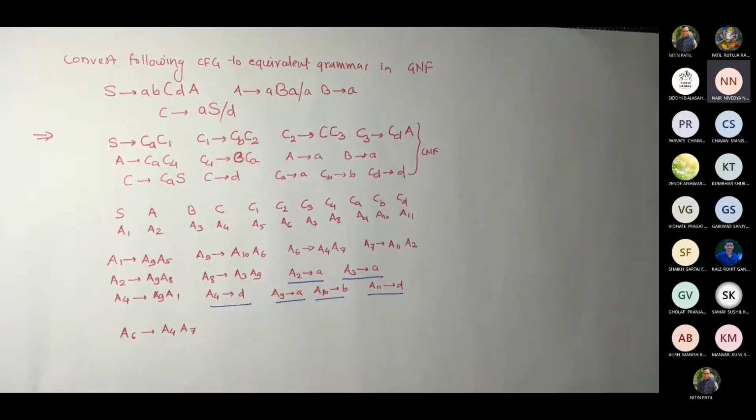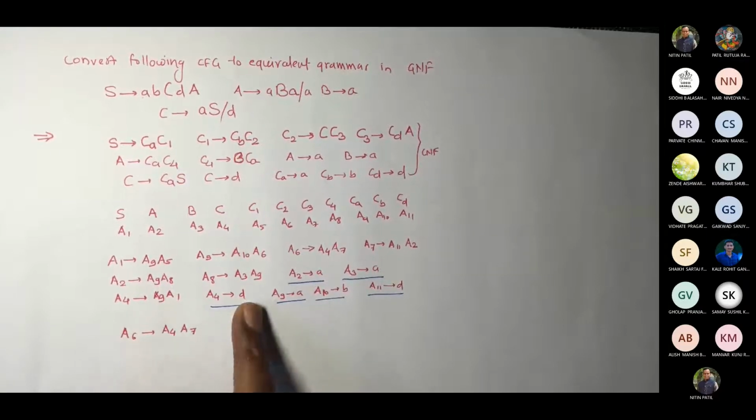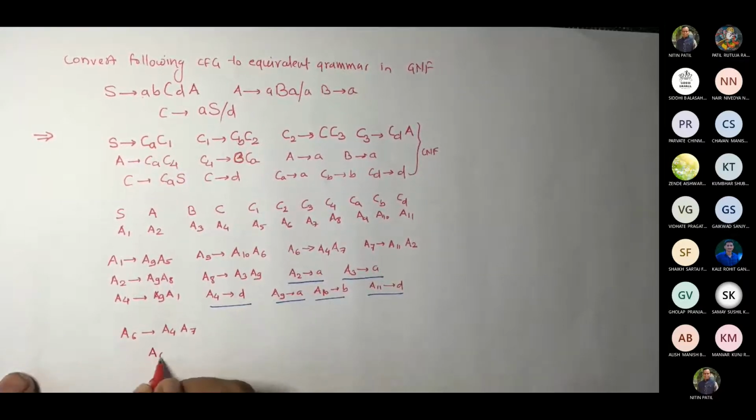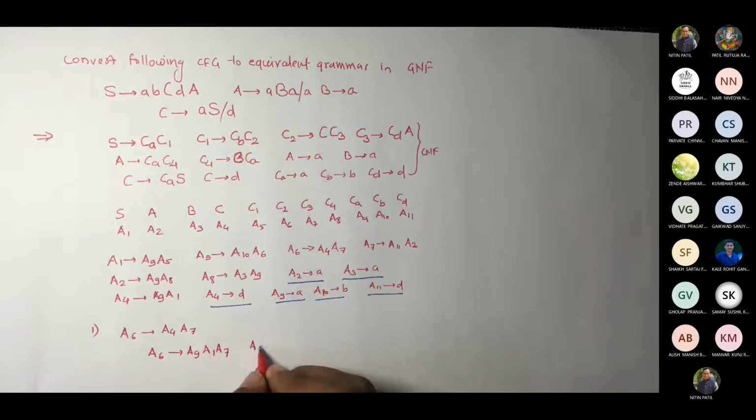Two values. Which are they? A9, A1 and D. Correct? So this A6 would be written as, so I will write this as 1. A6 is written as what? A4, A7. So A4 is A9, A1, A9, A1, A7, and A6 gives A7. Is that fine?